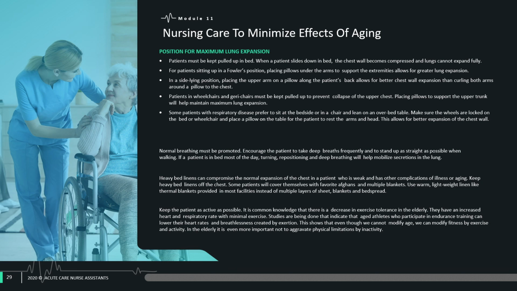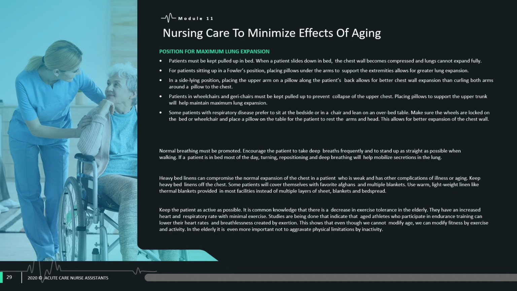Normal breathing must be promoted. Encourage the patient to take deep breaths frequently and to stand up as straight as possible when walking. If the patient is in bed most of the day, turning, repositioning, and deep breathing will help mobilize secretions in the lung. Heavy bed linens can compromise the normal expansion of the chest in a patient who is weak and has complications of an illness or aging.